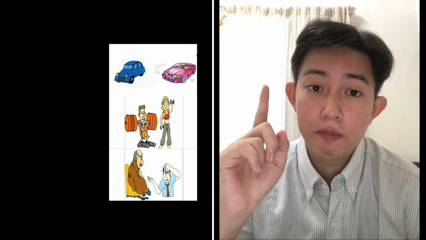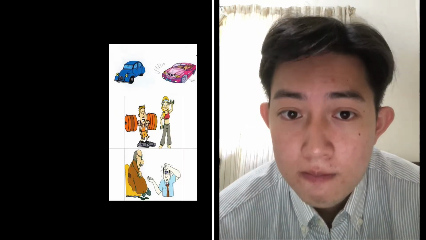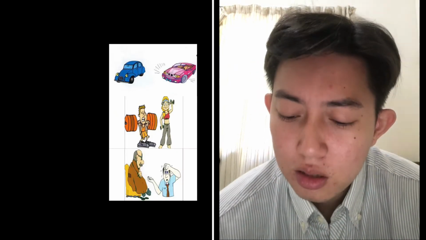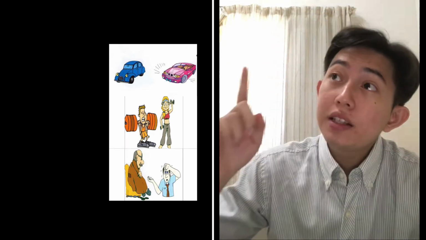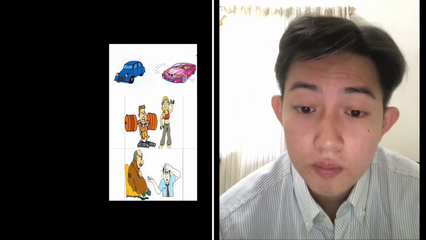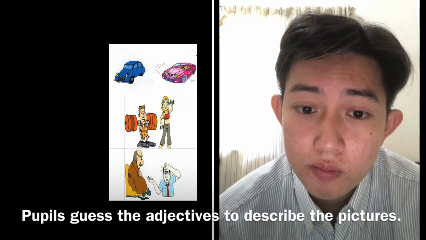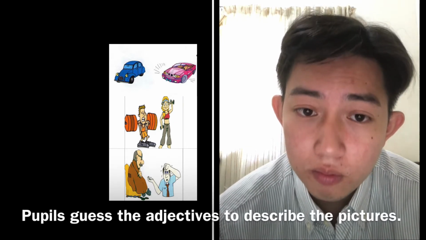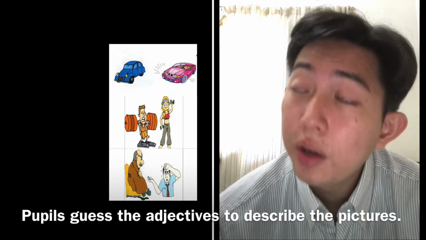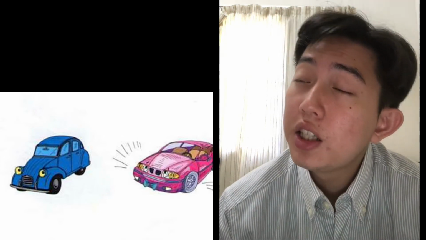So first of all, I want all of you to look at these three pictures, okay? Now, can you please think of a word to describe each of these pictures? Okay, so the first picture, there are two cars in the picture. The first one, the blue car, is cheap. And the pink one is expensive because it's a sport car, okay?